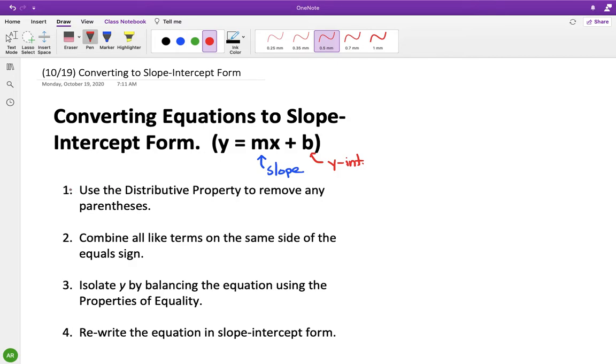So basically step 1 and 2 is simplify. So we're going to treat this like we would a normal equation for the most part. There's some caveats at the end. We're going to change it up a bit. So we're going to start by using the distributive property to remove any parentheses. So take whatever's on the outside of the quantity, multiply it by what's on the inside of the quantity, get rid of those parentheses. After that's done, go ahead and combine all like terms on the same side of the equal sign. So like I said, step 1 and 2, basically simplifying.